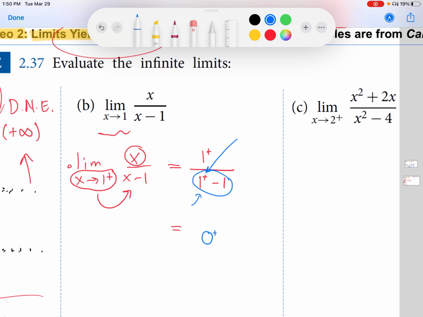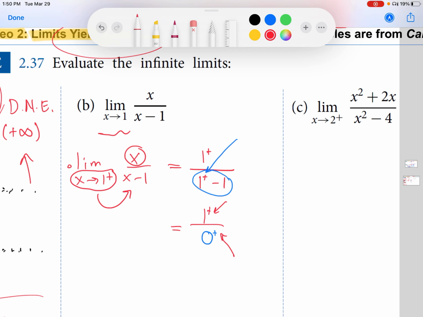Because 1 from the right could be like 1.00000, a billion zeros, and then a 1. That is a number that's very close to 1, but bigger than 1. So the denominator is like 0 plus a slightly positive number, and the numerator is 1 plus a number that's very close to 1 but to the right of 1. So you can see that this is still a number, but it is a number that is positive. So both numerator and denominator are positive.